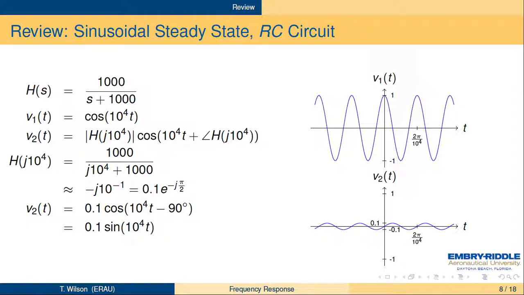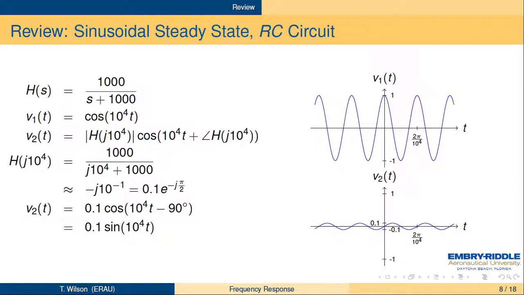So now we need H of j 10 to the 4th, and now 10 to the 4th is bigger than 1,000. So we factor out 10 to the 4th, and we get 1/10, but now we get in the denominator a minus j. The j 10 to the 4th term dominates in the denominator, and then you take the j into the numerator to get minus j, and you take 10 to the fourth into 1,000 to get 10 to the minus 1.